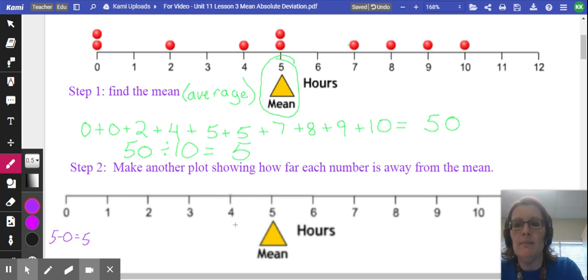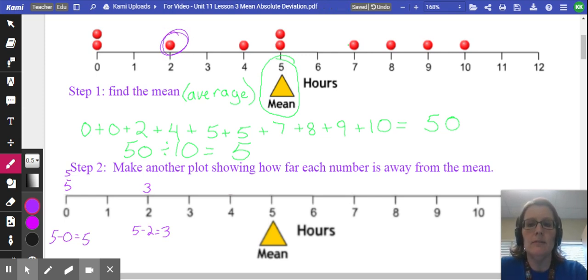So 5 is the mean, minus 0, that would be 5 away. So we have two numbers that are 5 away. We had 2 zeros, so we put 2 5s on this plot. This is just a way to help us organize our numbers. And then I have a 2. So once again, you can subtract, or you could just count 1, 2, 3 away. So 5 minus 2 is 3 away. So I put a 3 right there to show that that 2 is 3 away from the mean.